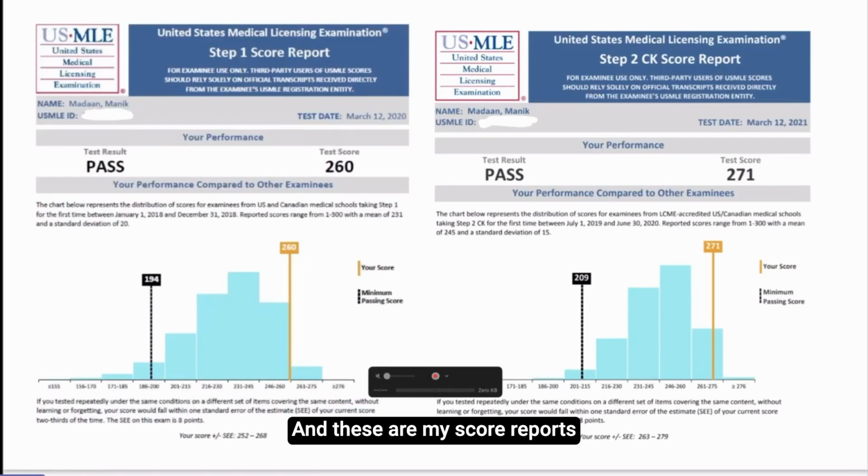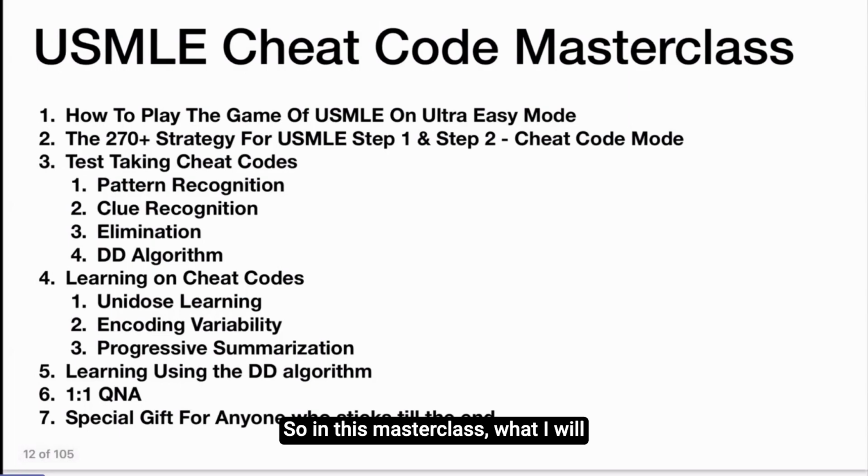And these are my score reports: 260, 271 on the Step 1 and Step 2 in the 99th percentile. So in this masterclass, I will be taking you over just how to play the game of USMLE on ultra easy mode using cheat codes, and what the 270 plus strategy was that got me a Step 2 score of 270, and 260 on Step 1. In this, I'll go over testing cheat codes, which is pattern recognition, clue recognition, elimination, and differential diagnosis algorithm.